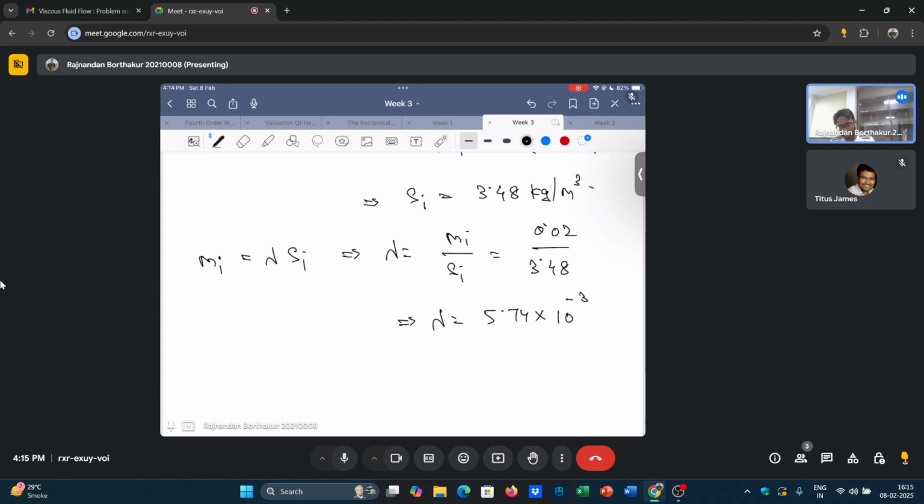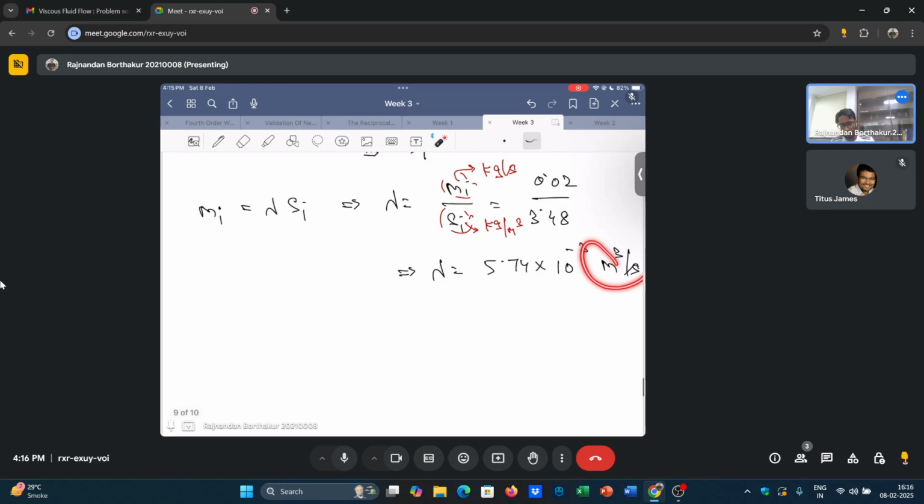Just do the math from your end. This is just into 10 to the minus 3. See, you can understand this. The mass flow rate has a unit of kg per second. Density is mass per unit volume, which means it is kg per meter cube, so your kg will just cancel out, and effectively your lambda will have a unit of meter cube per second. That's your lambda.